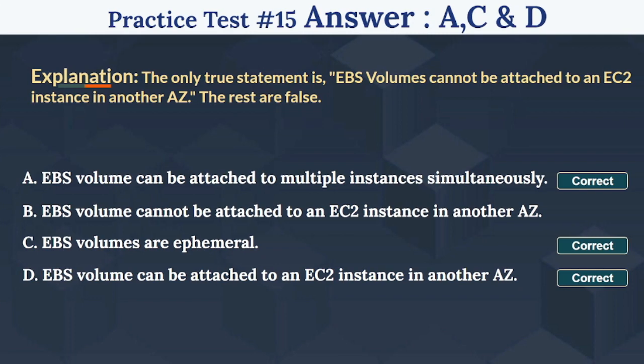C and D: EBS volume can be attached to multiple instances simultaneously. EBS volumes are ephemeral. And EBS volume can be attached to an EC2 instance in another AZ. The only true statement is: EBS volumes cannot be attached to an EC2 instance in another AZ. The rest are false. Let's move to next question.